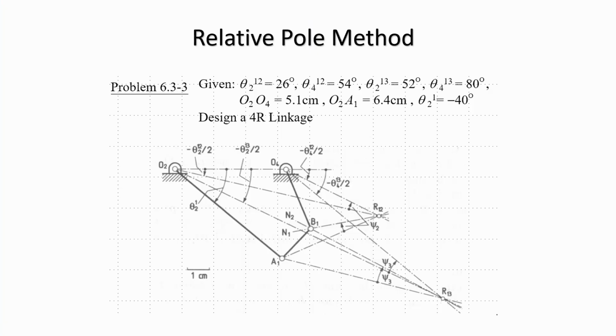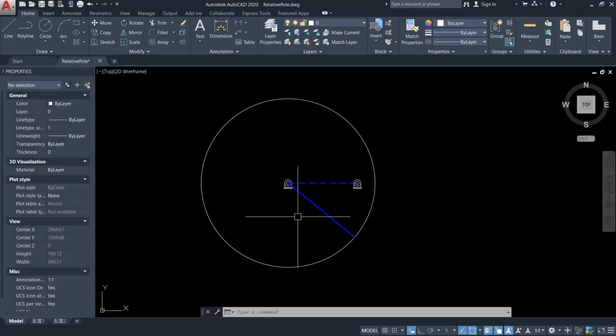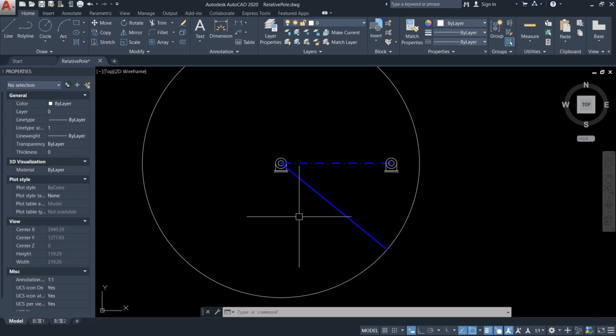So now that we have our O2 and A1 drawn, we are going to start constructing our other reference points. Okay, so before we go any further, let's label our points.